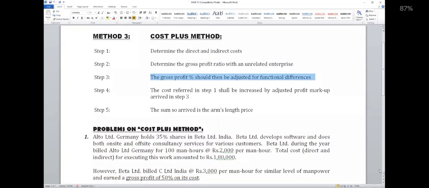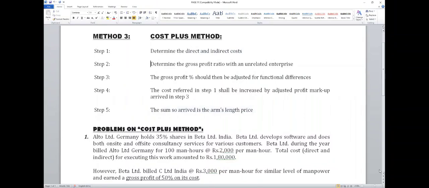The gross profit percentage should then be adjusted for functional differences, discount, warranty. Enella functional differences adjust பண்ணுங்க. The gross profit percentage should be then adjusted for functional differences. The cost referred in step 1 shall be increased by the adjusted profit markup. This is adjusted profit markup. The sums already sums and plus.